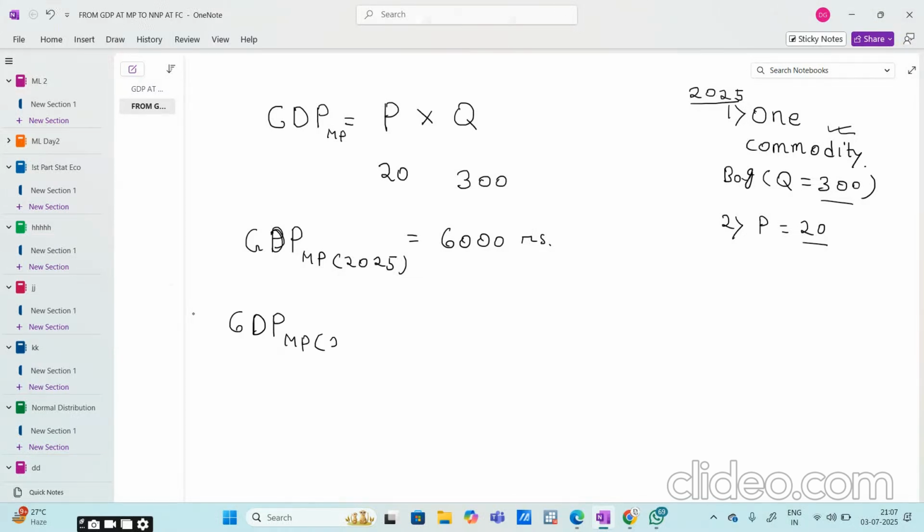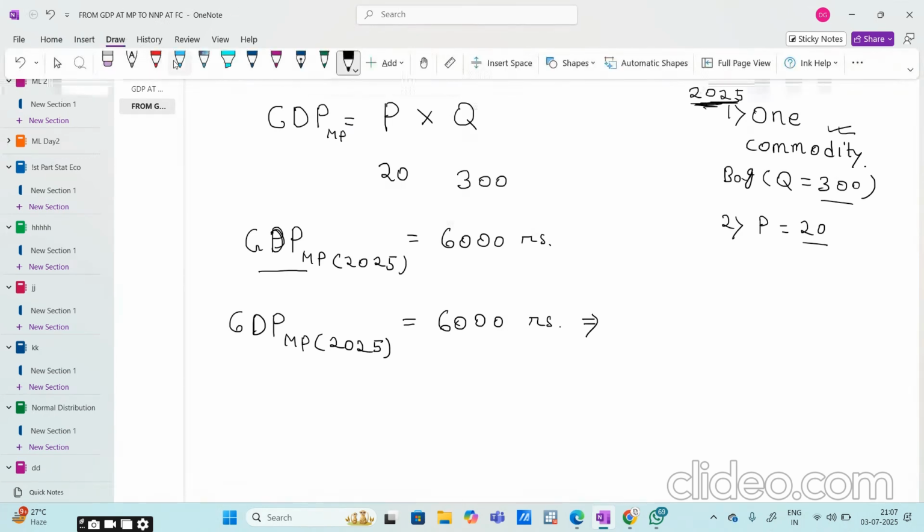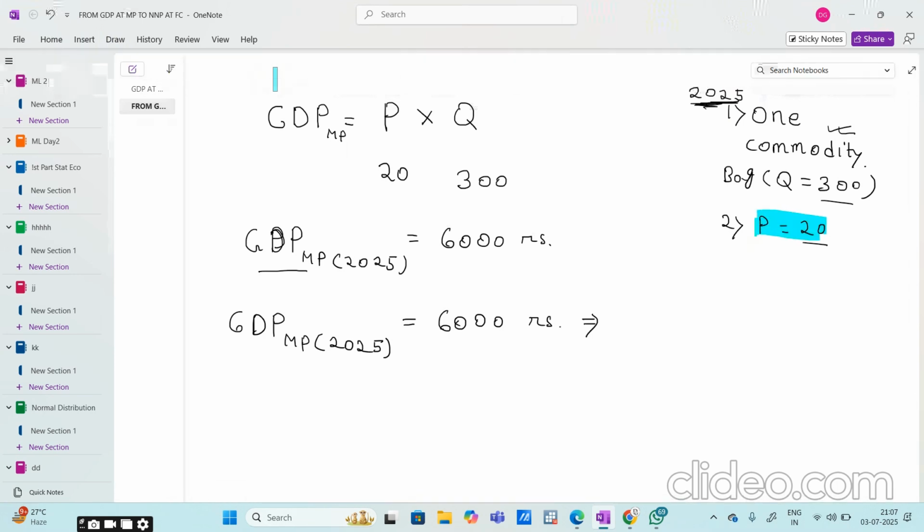This GDP at market price, what is the current year going on? The current year which is going on currently is 2025, and this GDP is calculated on the basis of the price of the current year. Obviously, right? This GDP at market price is calculated on the basis of the current year, that is 2025. I am again repeating it. This price is the price of 2025.